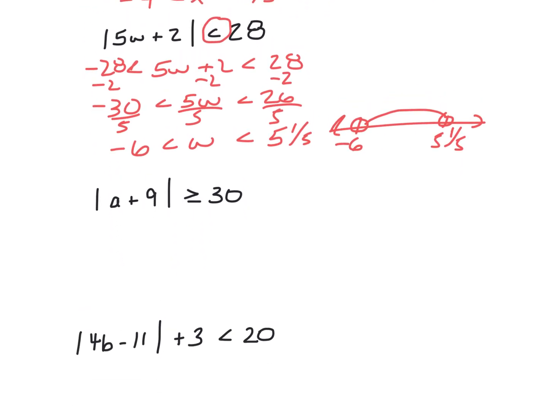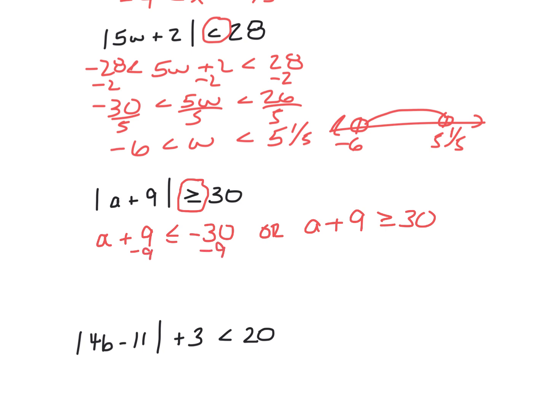This next example now is greater than. It's greater than or equal to 30. So this is going to be a splitter. So I'm going to rewrite this, and it is isolated, so I'm going to write it as a plus 9. And then I'm going to switch it to less than or equal to and switch it to negative 30. Or, and then just write it the way it is without the absolute value symbol. A plus 9 is greater than or equal to 30. I'd subtract 9. I'm going to get a to be less than or equal to negative 39. I would subtract 9 over here and get a to be greater than or equal to positive 21.